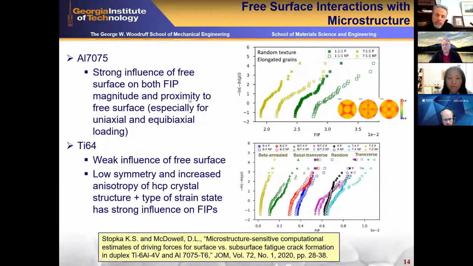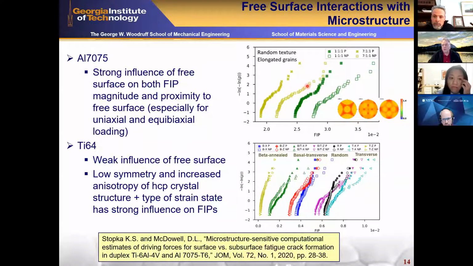So this is a 7075-T6 aluminum that forms cracks by small clusters of non-metallic inclusions, predominantly transgranular fatigue cracks. We've modeled this here with two different ratios of rolled microstructure with crystallographic texture, relatively weak elastic anisotropy for aluminum. And what we see to the upper right is a significant intensification of the computed FIPs as we move to the free surface. So P means periodic, NP means non-periodic, so we have a free surface.